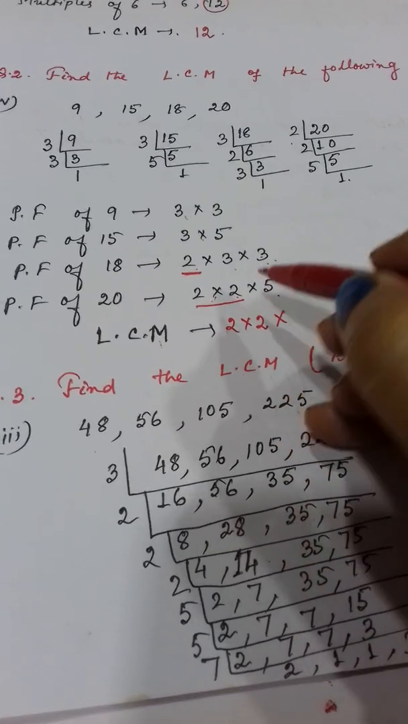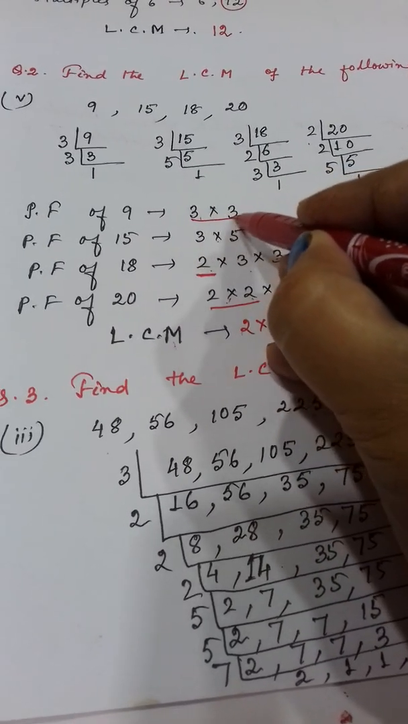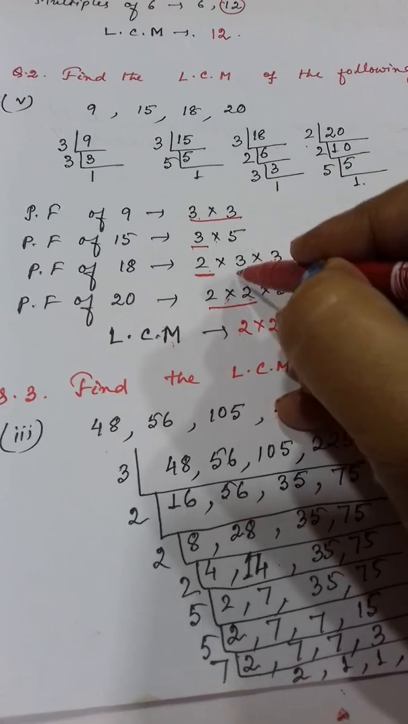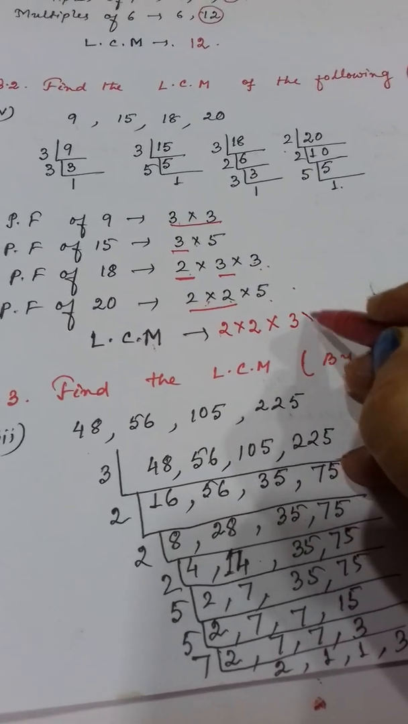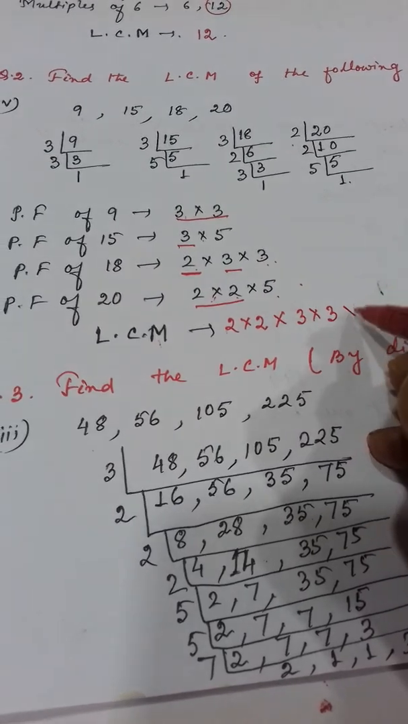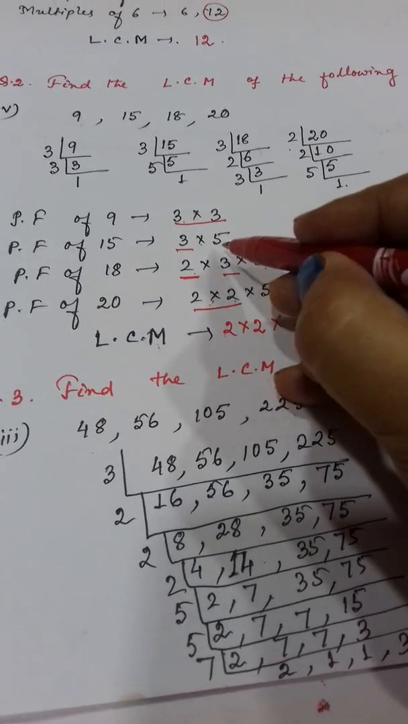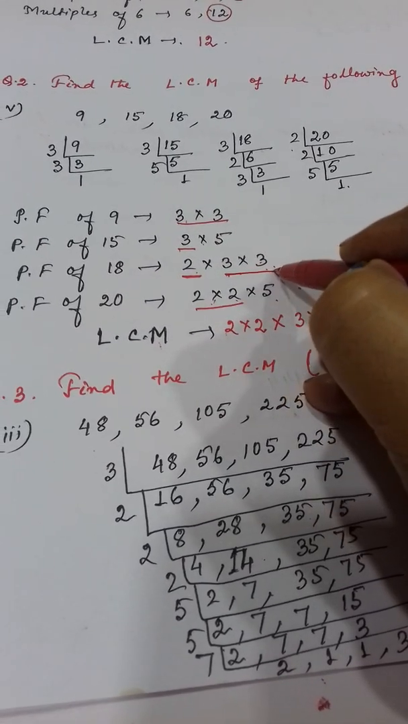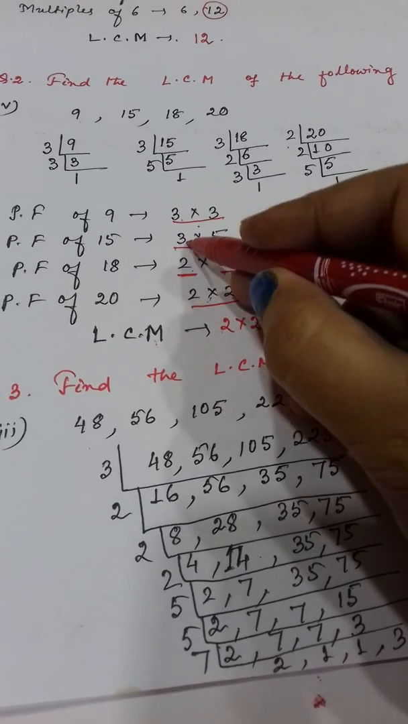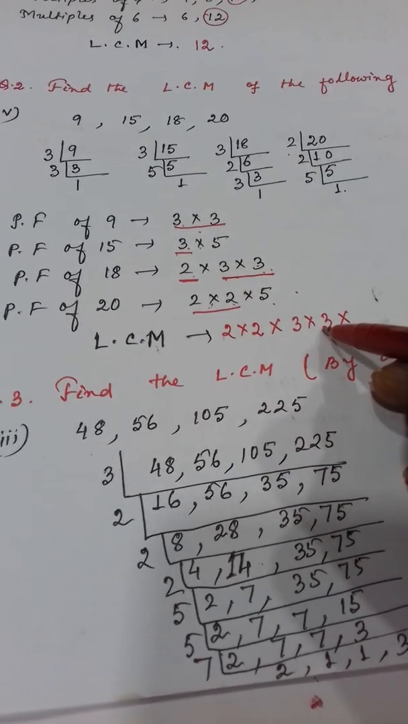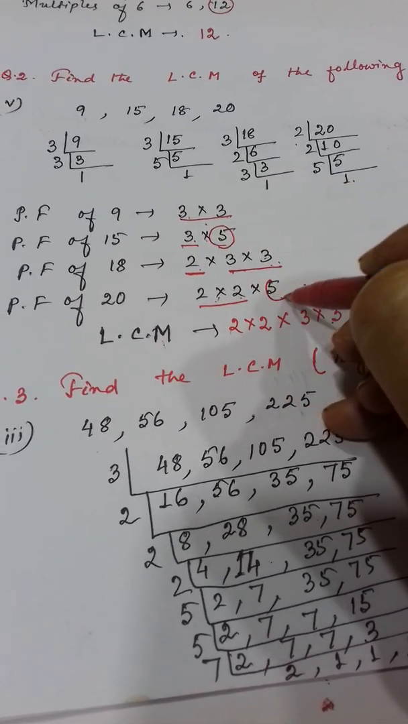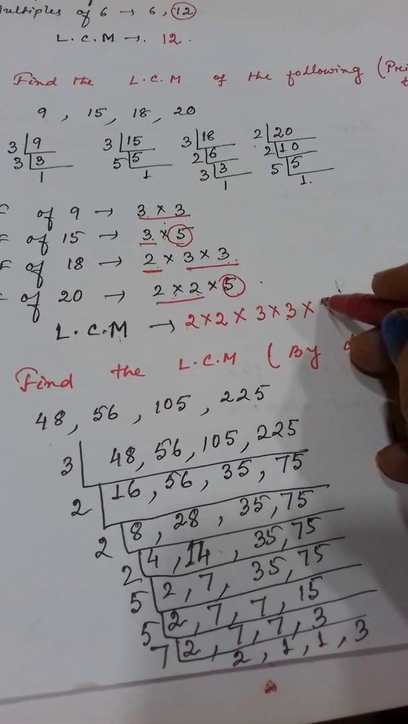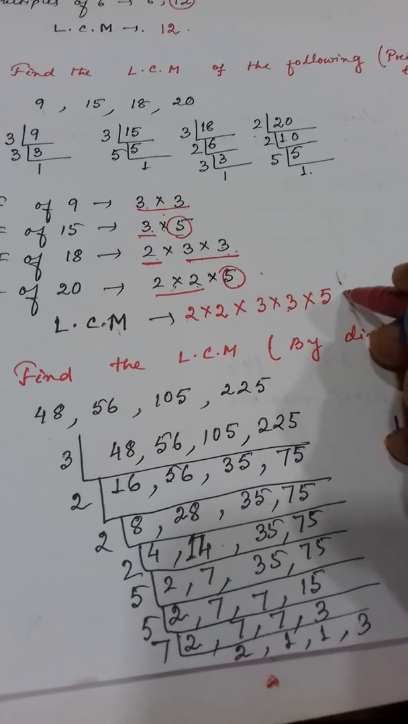Clear? Next come to 3. Two 3s are there, one 3, one 3. How many 3s will you consider? The highest number, so you will consider two 3s. Next 5: one 5 and one 5. So you will consider one 5 only.